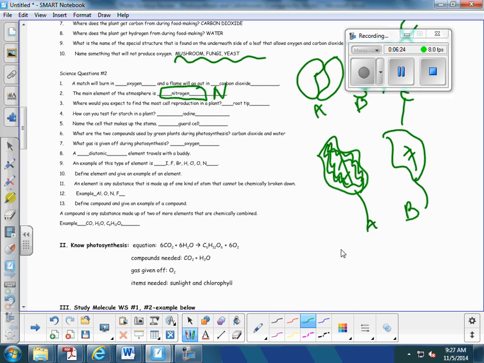Name the cell that makes up the stoma. Remember, these are your guard cells.